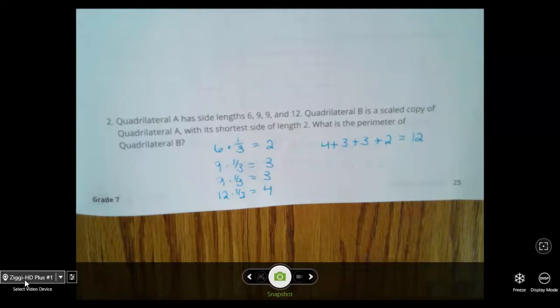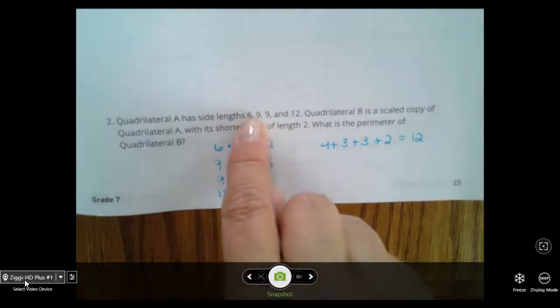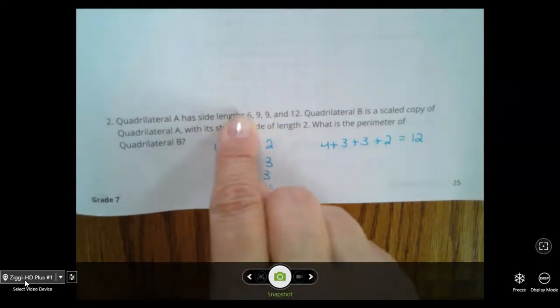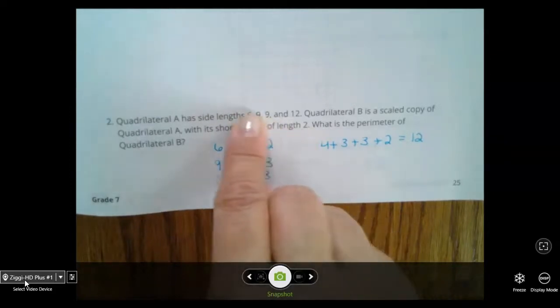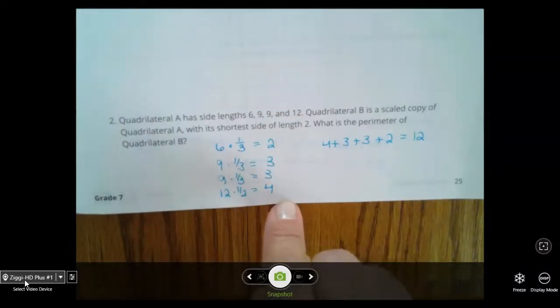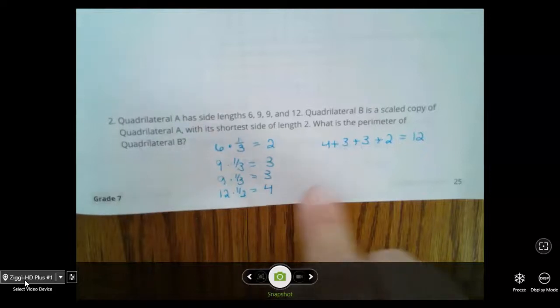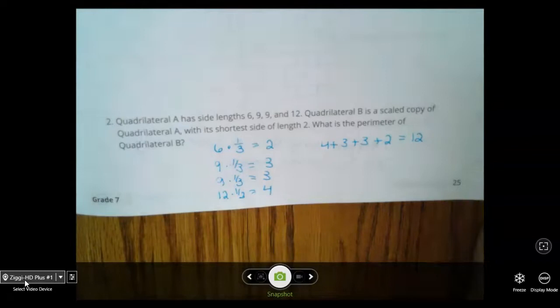Okay, quadrilateral A has side lengths 6, 9, 9, and 12. B is a scaled copy with the shortest side of length 2. Well, if the shortest side is 2, then to go from 6 to 2, we're multiplying by 1/3. So 9 times 1/3 is 3, 9 times 1/3 is 3, and 12 times 1/3 is 4. And I want to know the perimeter of that shape. I would add 4 plus 3 plus 3 plus 2. And you would get 12.